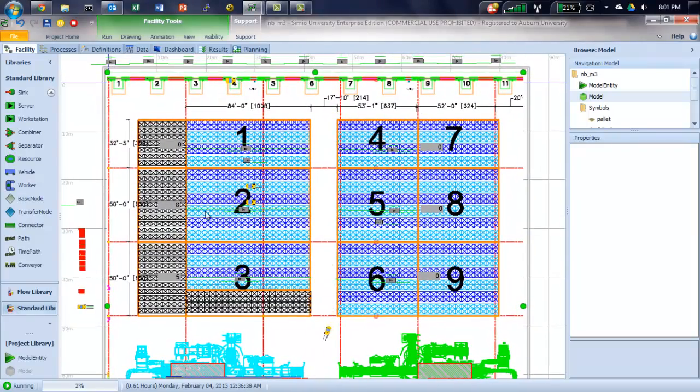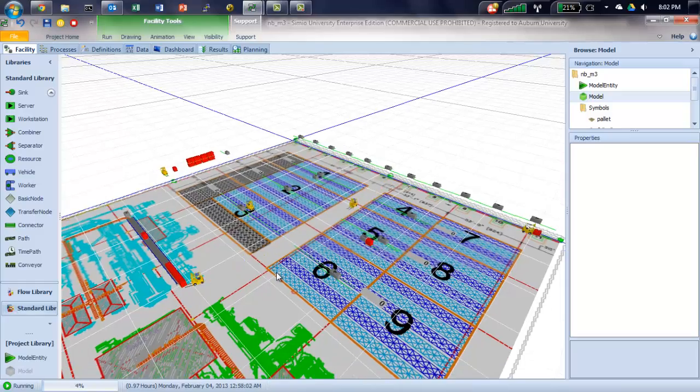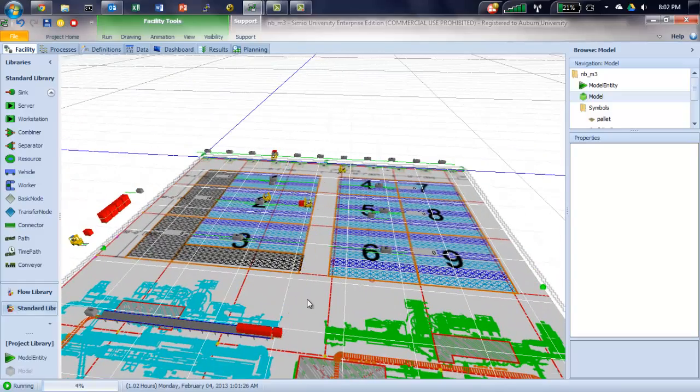And so what I did was I assumed that we had different blocks, and within each block you're storing a different SKU, and then we have the 11 truck docks that we have shown up there. We can also look at this in 3D, and you can see that we're creating pallets and then delivering those pallets randomly to the blocks.